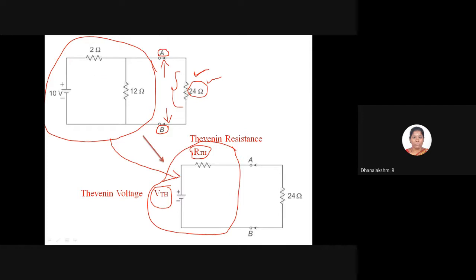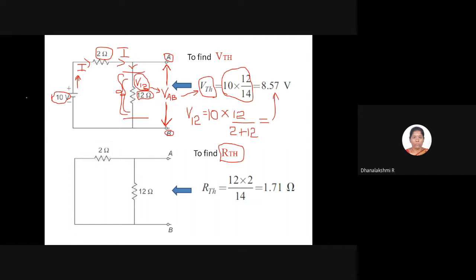After removing this load resistor, when we see the remaining portion of the circuit, we can see that a 10 volt source is there. Therefore, we have to remove this 10 volt source, and after removing it, we have to replace it by a short circuit because that is a voltage source. That is how we are getting this circuit. This circuit is to find the Thevenin resistance, where we had the 24 ohm branch, and we removed that 24 ohm load resistor branch.